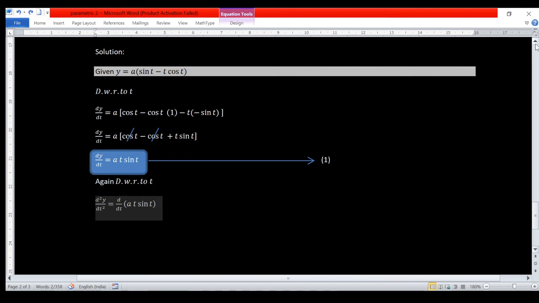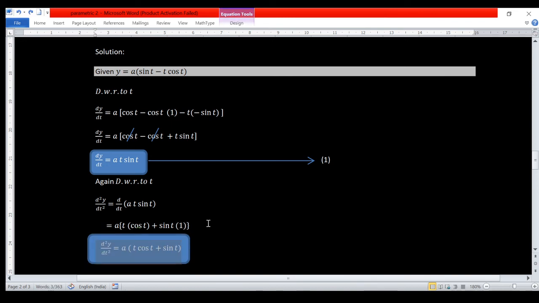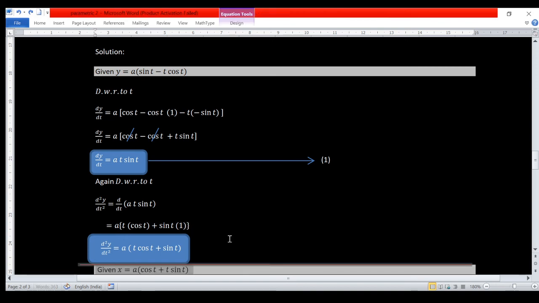Okay, so a is constant. t sin t is a product of two functions. I have to use the product rule. So keep t and differentiate sin t to get cos t, plus keep sin t, differentiate t to get 1. Simplify this, and we get d²y/dt² is equal to a times (t cos t + sin t). That's all. This is the method to find d²y/dt².